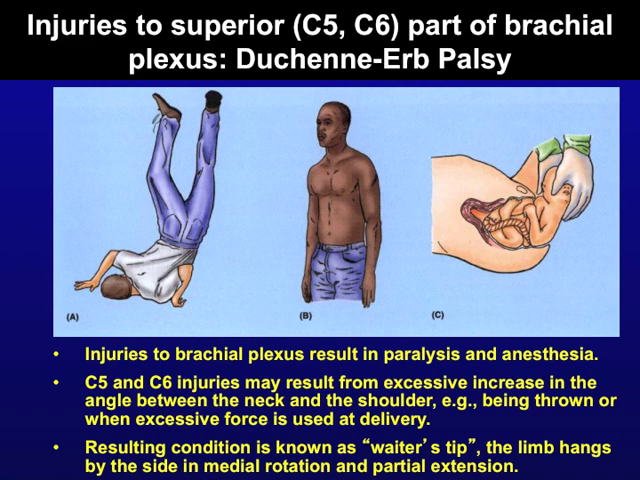If permanent damage to C5 and C6 roots occurs, the upper limb will be left in what is described as a waiter's tip position. The limb hangs by the side in medial rotation and partial extension. This is shown in the middle image by the left upper limb. Let's look again at the brachial plexus and determine how this waiter's tip configuration comes about from an injury to C5 and C6.